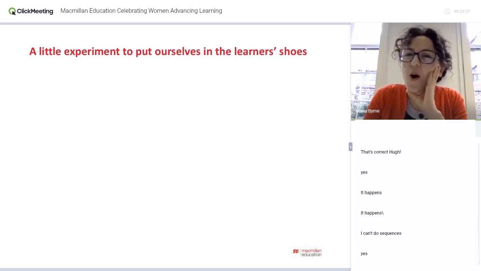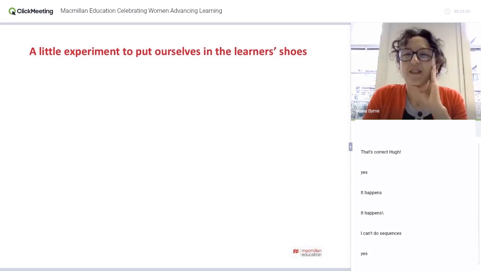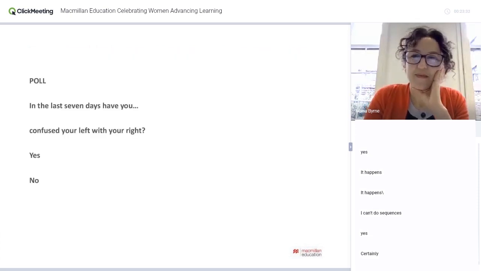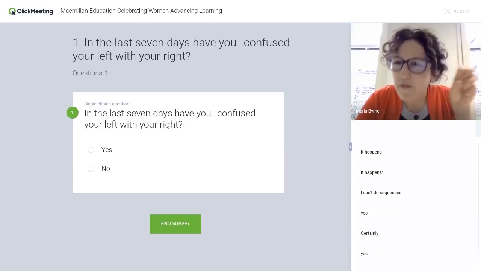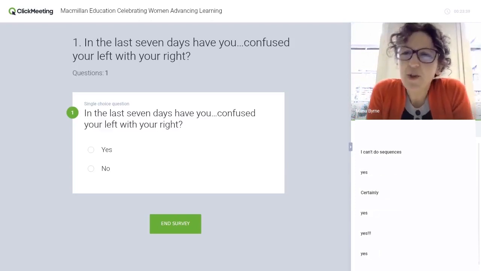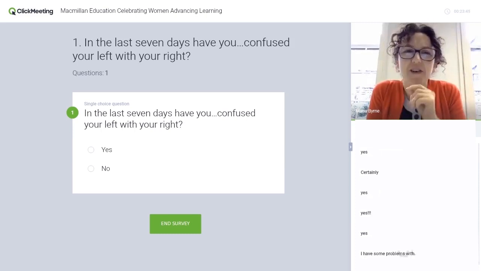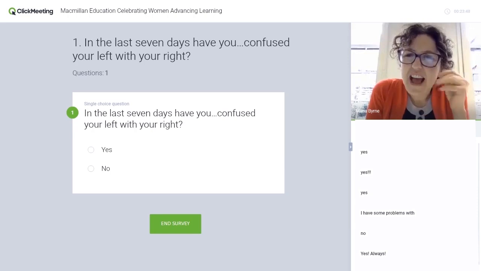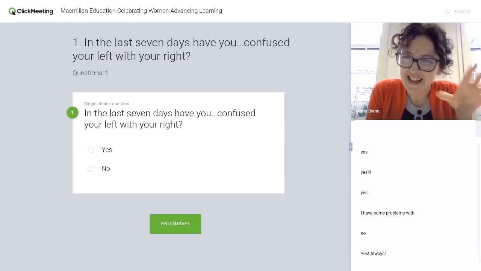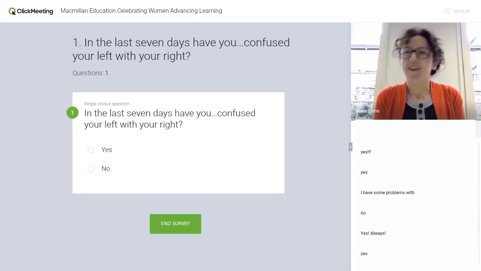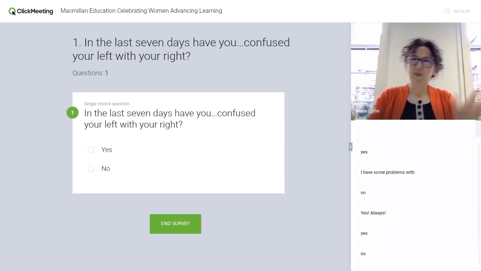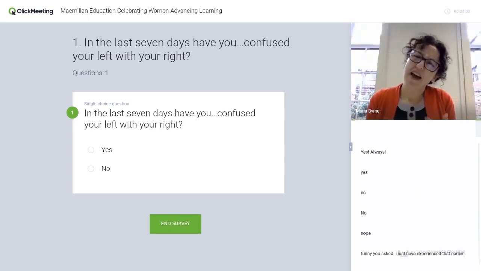Okay, so I'm going to need the first poll question. Before you answer, I'd just like you to think about the last 7 days of your life. Have you confused your left with your right in the last 7 days? This sometimes happens to me when I'm driving, especially when I was having driving lessons, and my instructor would say, turn right, and I'd be like, which way is right? So just think about that.